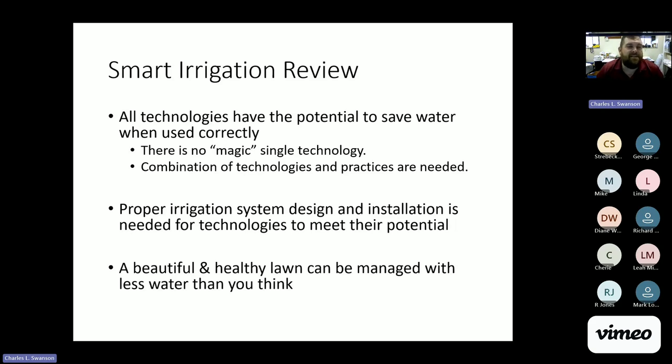Now, just because you implement the technology does not always mean you'll get the best performance. You have to start with a well-designed and installed irrigation system. It's hard for these technologies to fix poor designs and poor installation. So you have to make sure you're starting with a good installation. And a way we can do that is making sure that we're always using a licensed irrigator and they're following the state irrigation regulations for design. And if we follow those state regulations for design, we should have a good quality irrigation system to manage. And then when we look at this all together, a beautiful, healthy lawn can generally be managed with less water.